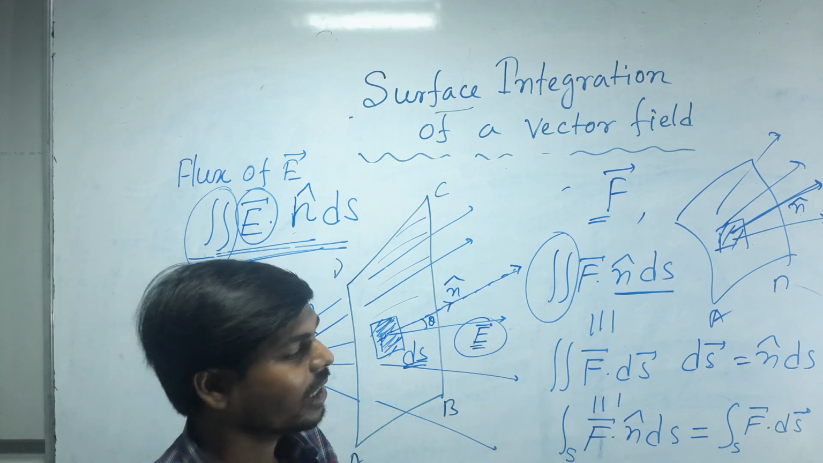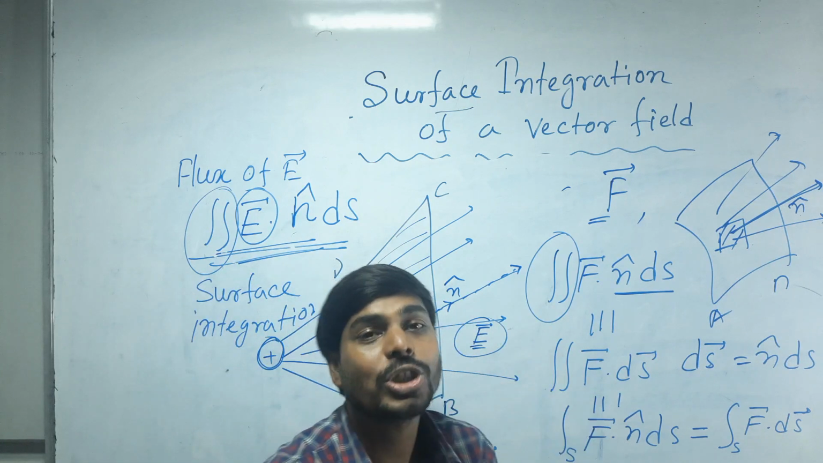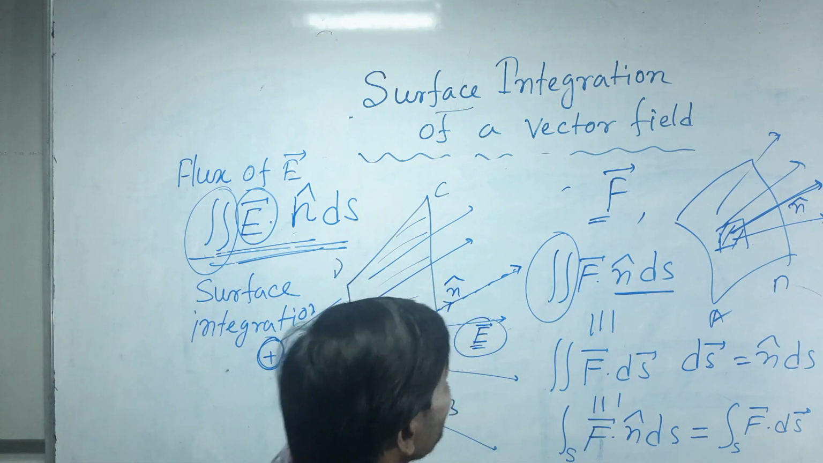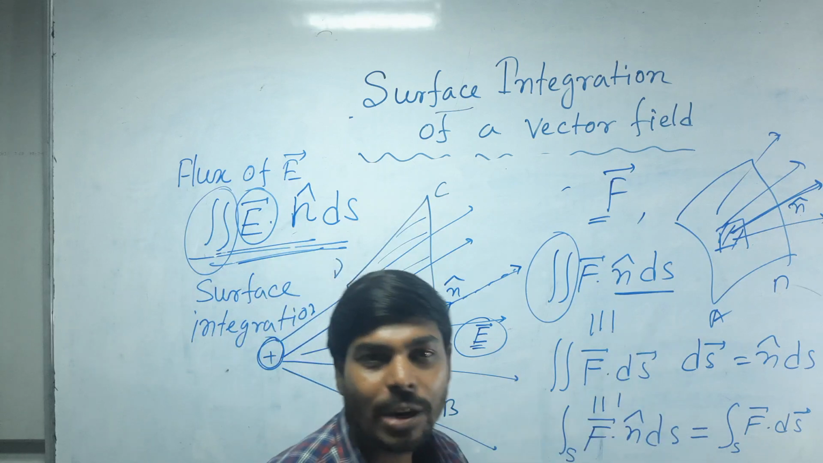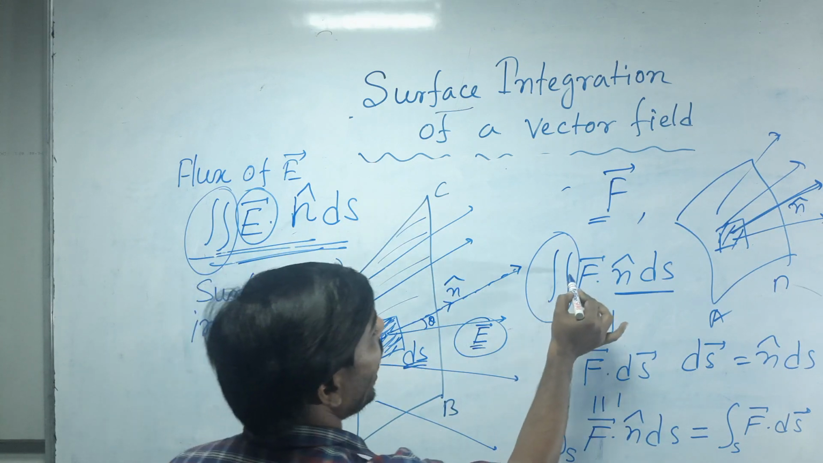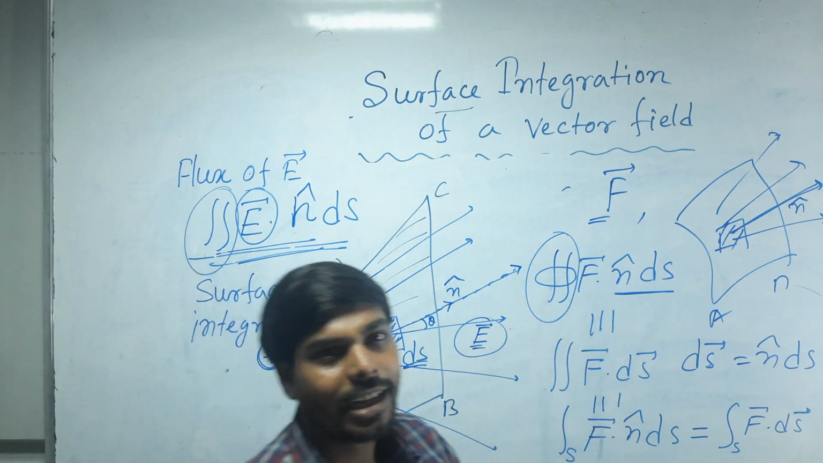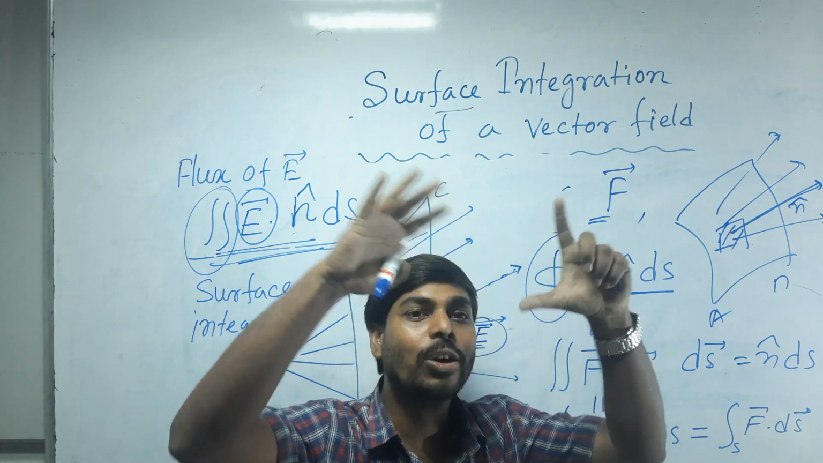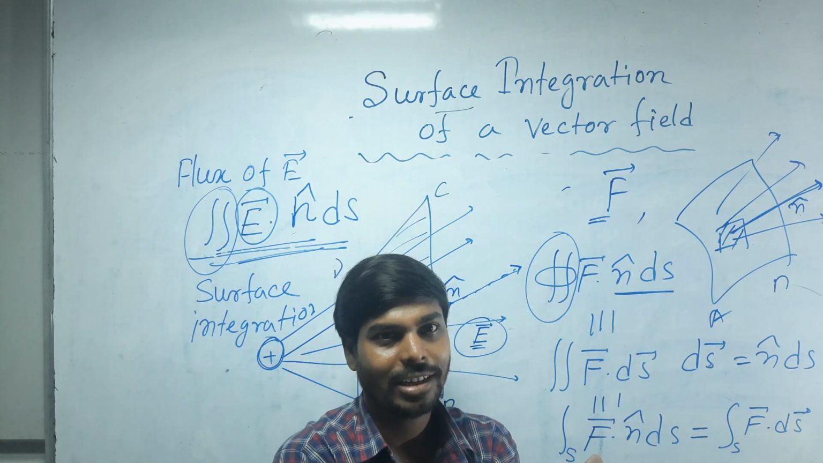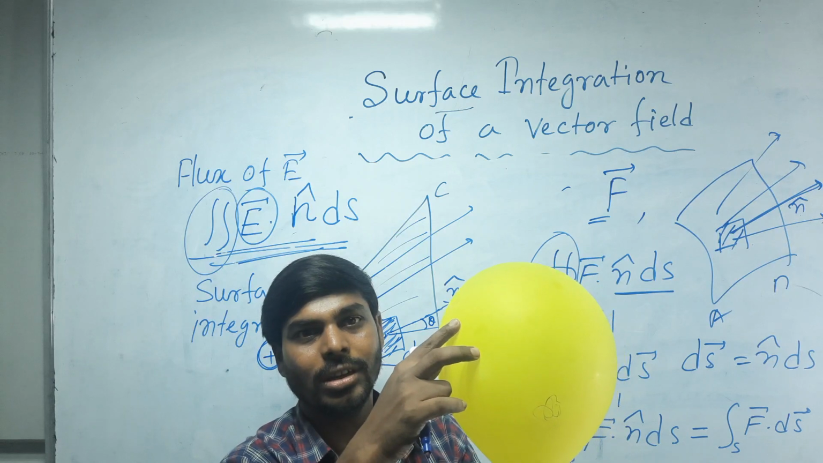Is it clear? So if this surface is just a closed surface, then what will be the symbol for this closed surface integration? For closed surface integration, you have to make a round here. So it means that in a vector field there is a closed surface. You can think of it just like a balloon, okay?